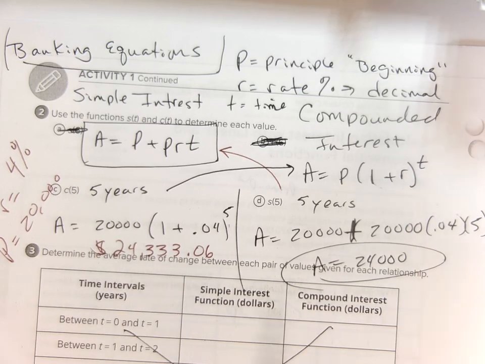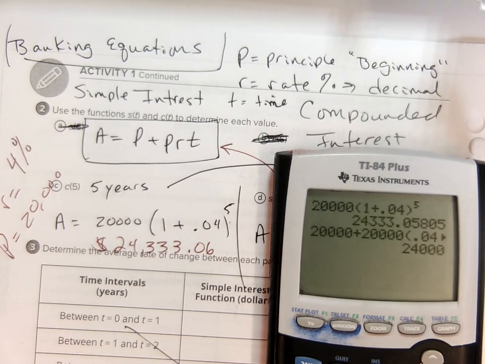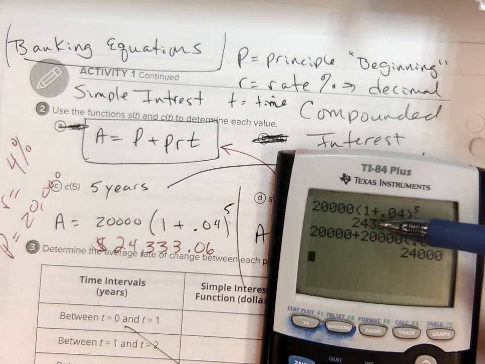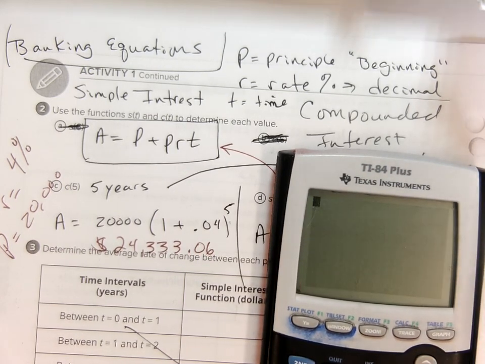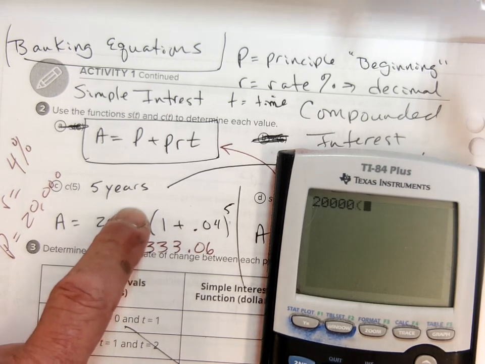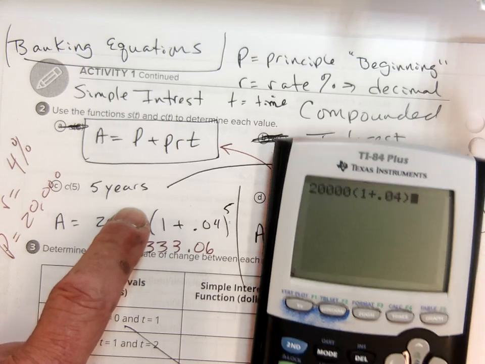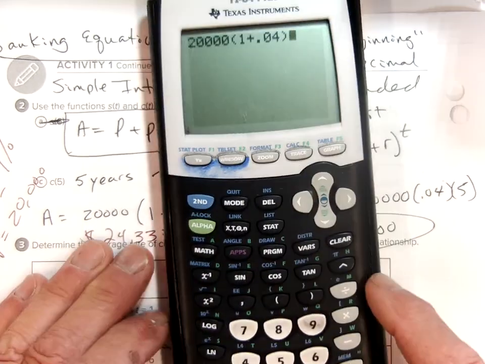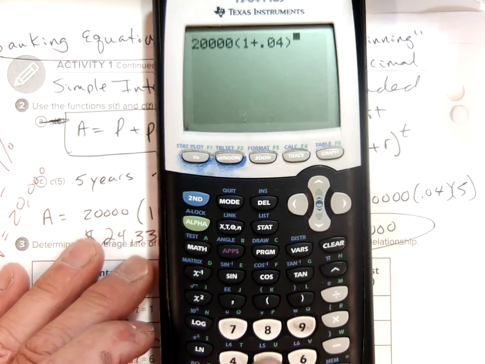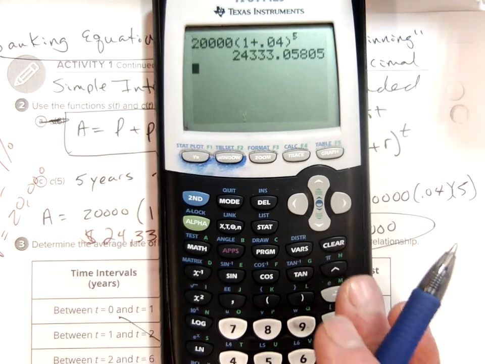We used our calculator and we get 24,333.6. I'll show that on the calculator. So it's like this, okay? There it is, 20,000. I'll do it again, 20,000. And I go parentheses 1 plus 0.04 parentheses. And then to the power is that button right there. To the power of 5, and I get that answer, okay?